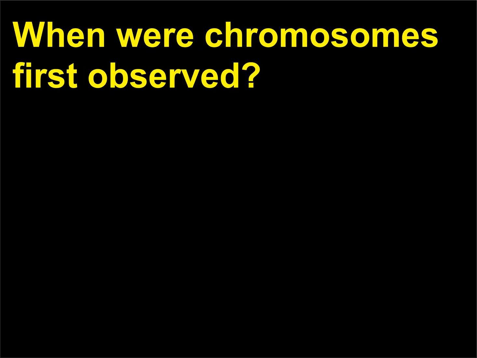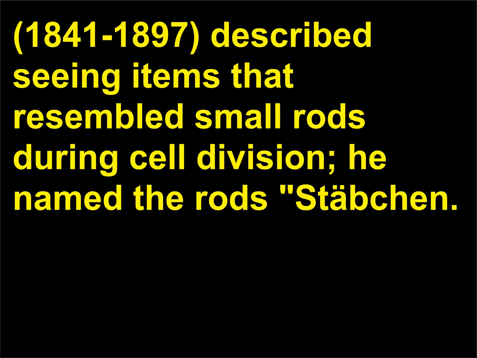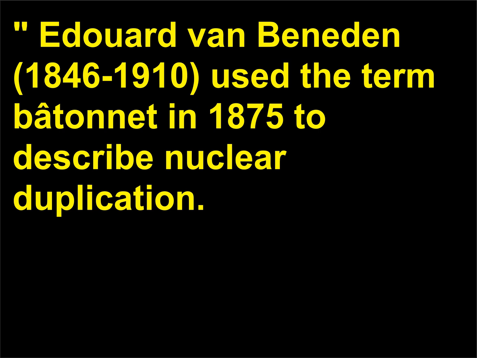When were chromosomes first observed? Chromosomes were observed as early as 1872, when Edmund Russow, 1841 to 1897, described seeing items that resembled small rods during cell division. He named the rod stabchen. Edouard van Beneden, 1846 to 1910, used the term bâtonnet in 1875 to describe nuclear duplication.